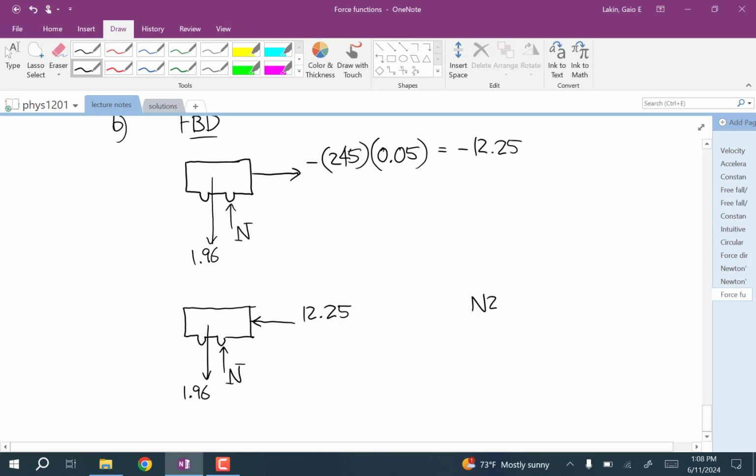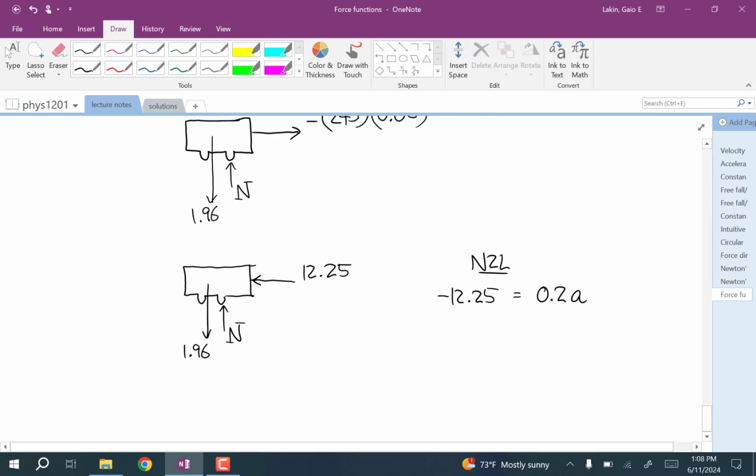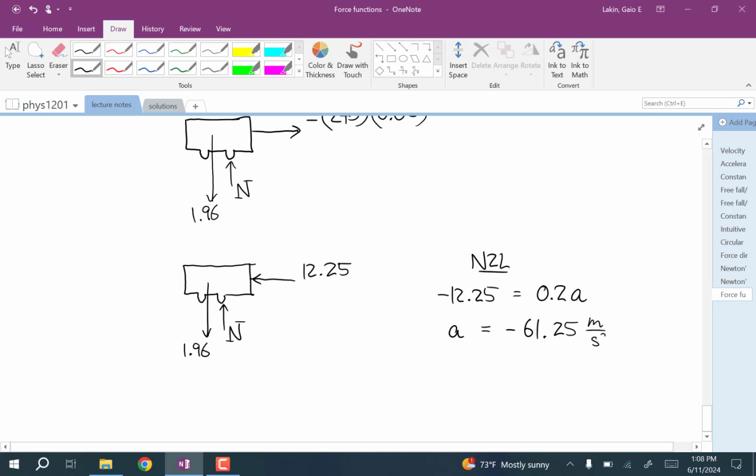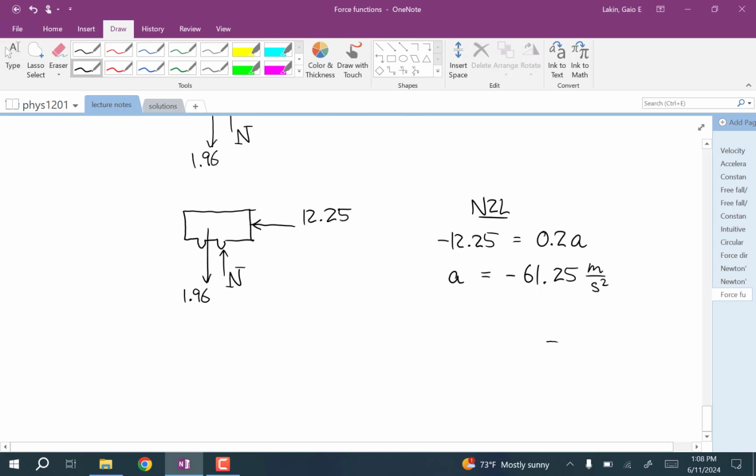Newton's second law says negative 12.25 is equal to the mass times the acceleration. And so the acceleration is in the negative direction with a magnitude of 61.25 meters per second squared. To visualize that direction: at the instant you let go of this object, it has an acceleration of 61.25 meters per second squared to the left.